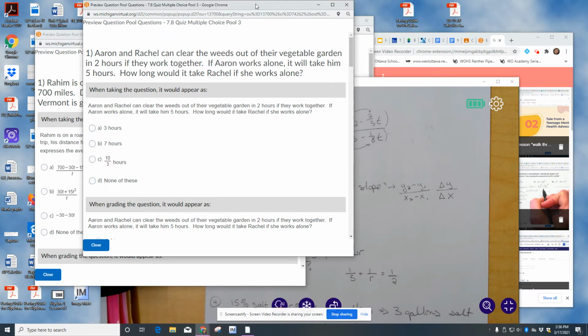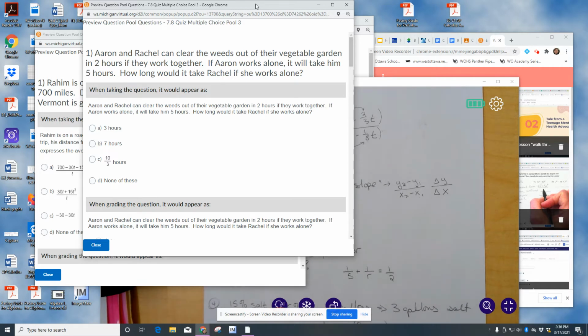Okay, let's look at the third one. This one I honestly have to say I thought was a very strange problem. Seems a little bit rational to me, rational as in a fraction, but that is your unit here. So they say Aaron and Rachel can pull the weeds in their garden in 2 hours if they work together. If Aaron works alone, it'll take him 5 hours. How long would it take Rachel if she worked alone?